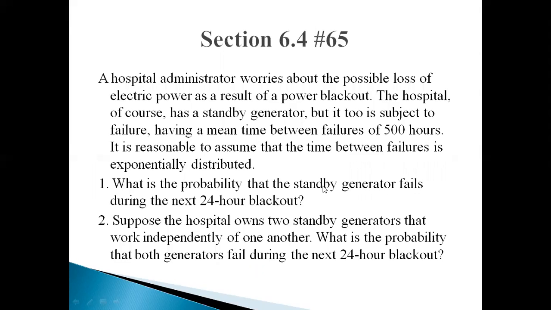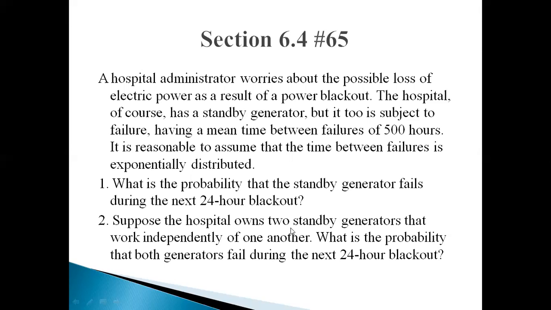Okay. All right, here we have a hospital administrator who worries about the possible loss of electric power as a result of a power blackout. The hospital, of course, has a standby generator, but it too is subject to failure, having a mean time between failures of 500 hours. So it's saying only one failure is 500 hours. So we don't have to do any divisions to figure out any rates here or mu's. And it's reasonable to assume that the time between failures is exponentially distributed. What is the probability the standby generator fails during the next 24-hour blackout? So less than or equal to 24, basically.